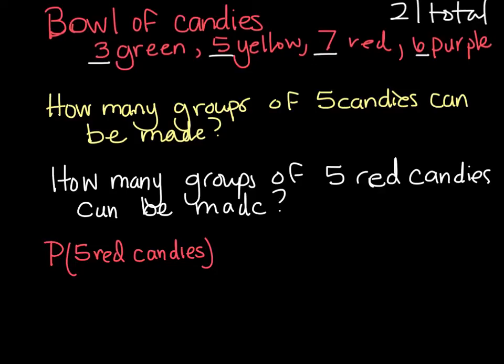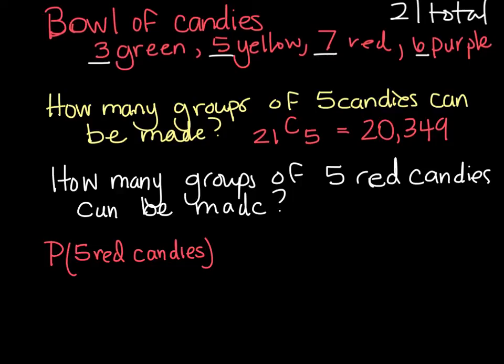Okay, so how many groups of 5 candies can be made? That's a group, so that's a combination. So we would need to do 21C5, and that is 20,349 different groups of 5 candies of mixed colors.